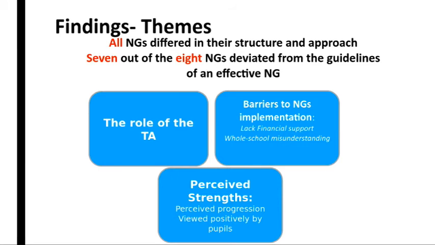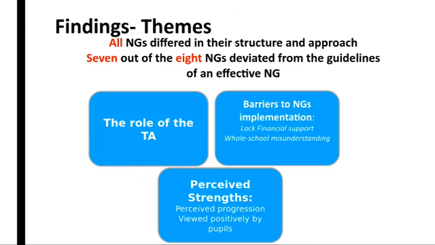Another big thing that came up as well was whole school misunderstanding. Again, I think because TAs were running this nurture group and taking charge of it, they really felt undermined. A lot of the TAs stated that teachers would send pupils to their nurture group as a punishment. And I remember another TA saying that a teacher wouldn't let her have any of her pupils because they didn't want them to miss out on any work. So there was a real lack of understanding of the function of the nurture group.